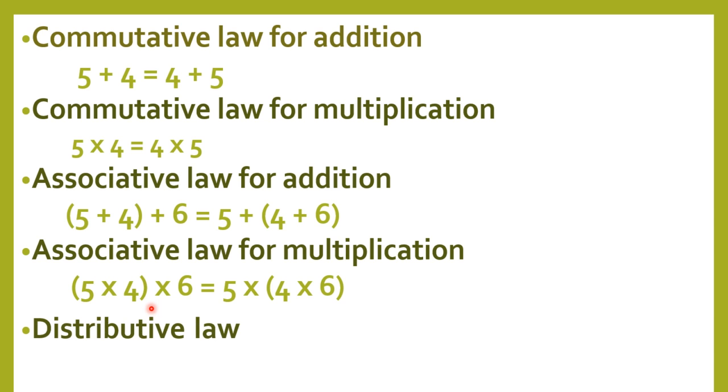And in the last, distributive law. Distributive law, 4 multiplied by 5 plus 6. This means that first we take the sum of 5 and 6, then multiply it by 4. And on the other side, we multiply 4 by 5 and then by 6 and then find their sum. Which means that we distribute this 4 into 5 and into 6 and then find their sum. So this is the distributive law where we distribute the multiplicand to the addends and then find their sum.